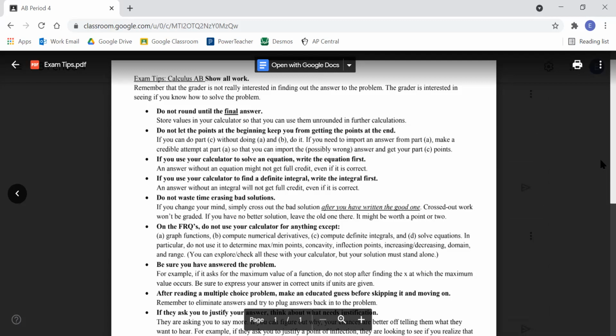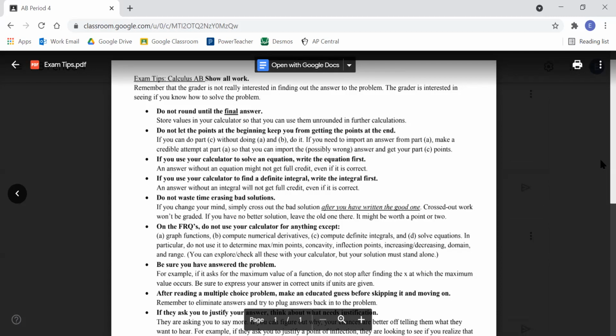Okay. Important on the free response to not let points at the beginning stop you from getting points later on at the end. So like it says there, if you can do part C without doing A and B, then do it. That's fine. Okay? And if you can't figure out how to do A and B, don't worry about it. Just do part C and come back to A and B later.